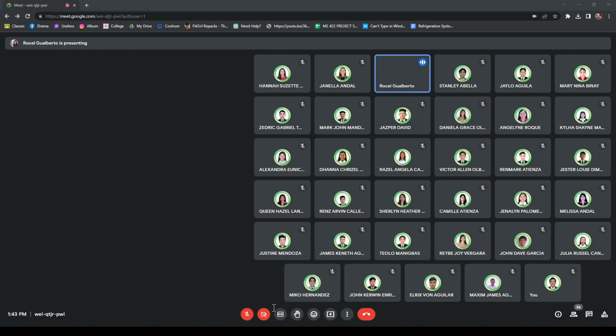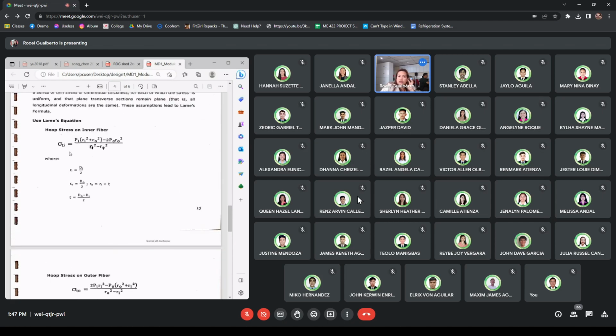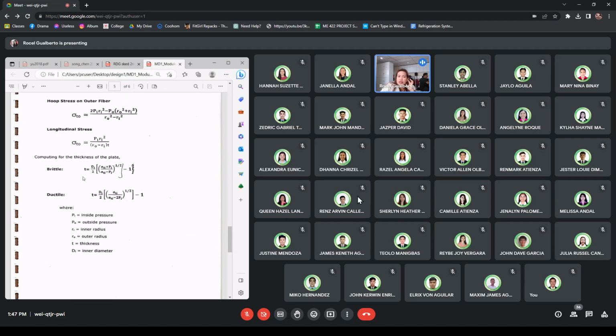If it's a brittle material, you use this equation. If it's a ductile material, this is what we will use. Look at the equation that involves D sub I, the inside diameter, P sub I, inside pressure, and your sigma T sub I. So, before you can compute for the thickness of the plate, it is necessary that you first solve for sigma T sub I. So this is what we do first, so we can substitute it to either of these two equations, depending upon the type of material.